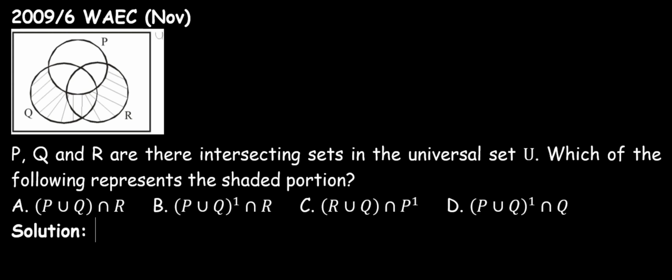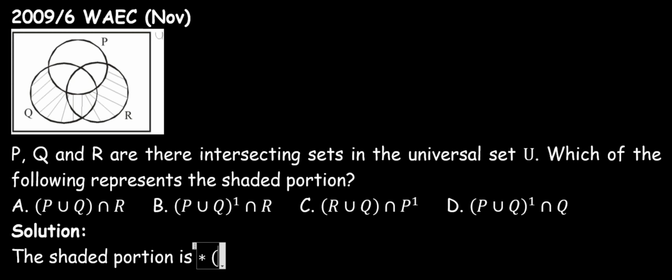P, Q, and R are three intersecting sets in the universal set. Which of the following represents the shaded portion? The options are given. Solution. The shaded portion is bracket open R union Q bracket close intersection P prime.